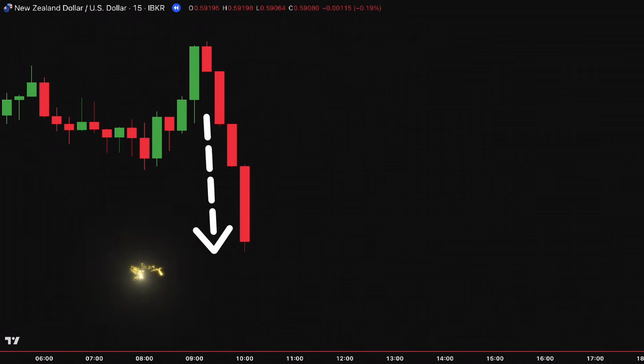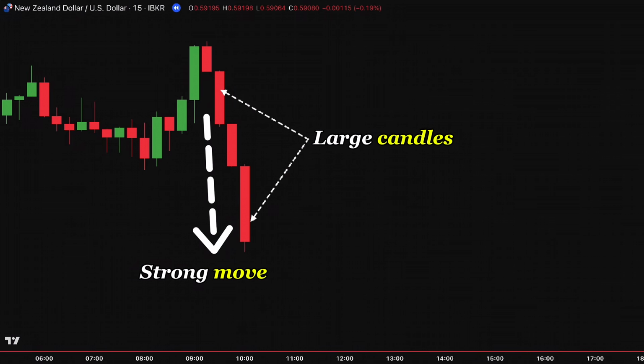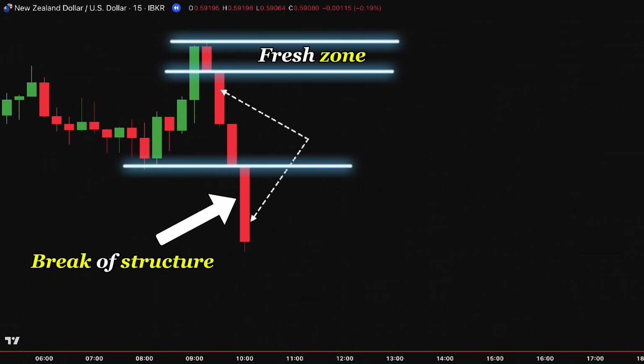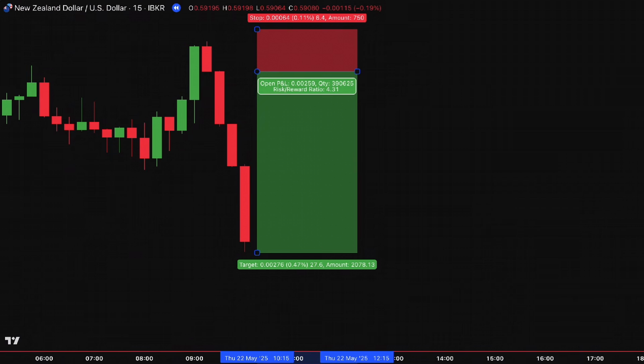A strong, impulsive move away from the zone. Large candles with little or no wicks. The zone is fresh and not tested multiple times. A clear break of market structure after the zone. A good risk to reward ratio. When these conditions are present, the zone is more likely to be institutional.